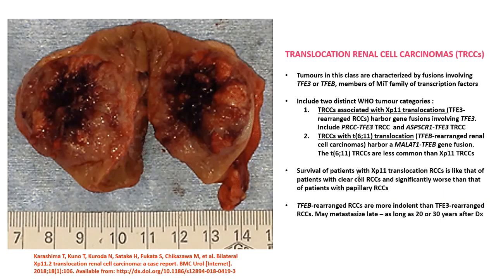They are almost equal as far as the prognosis goes with the aggressive forms of renal cell carcinomas like the clear cell renal cell carcinomas. TFEB rearranged RCCs are usually indolent. However, they can metastasize, and they often metastasize late, as much as 20 to 30 years after the diagnosis.